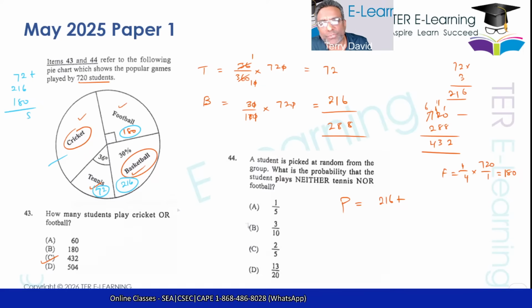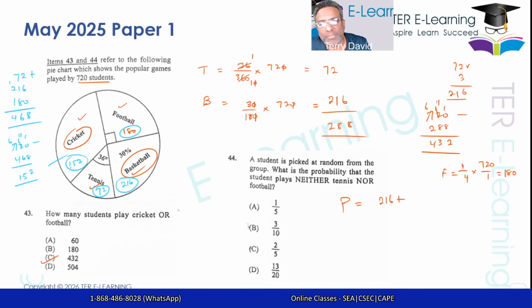All right, so 6 and 2 is 8. 7 and 1, 8, and it is 16. So that's 2, 3, 4. That's 468, right? So therefore, the cricket will be 720 minus 468. So this will be 6. This is 12. This is 11. This is 10. 10 take away 8 is 2. This will be 5. Right? So this is 152. Right? Hopefully those numbers are correct here now.